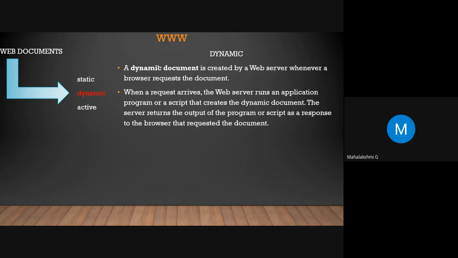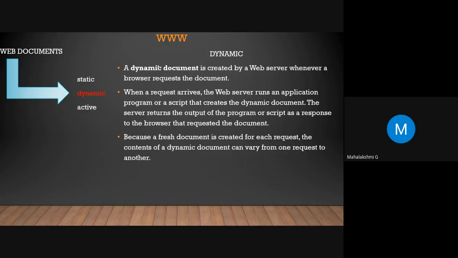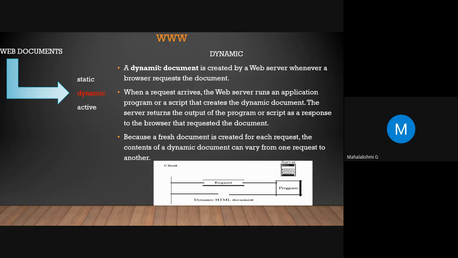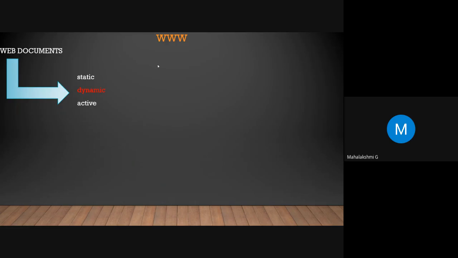Because each time a fresh document is created, that is, for each request a fresh document is created, the content of a dynamic document is going to vary from one request to another. A very simple example of a dynamic document is the retrieval of time and date from a server. Dynamic documents are sometimes referred to as server-side dynamic documents. So now we'll see how it is going to be implemented.